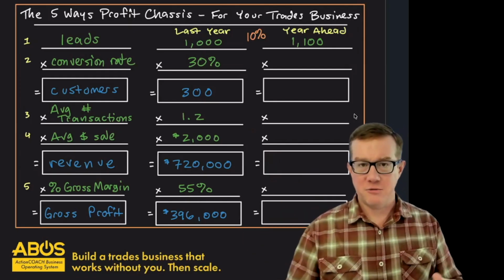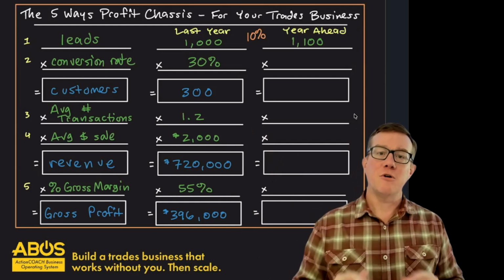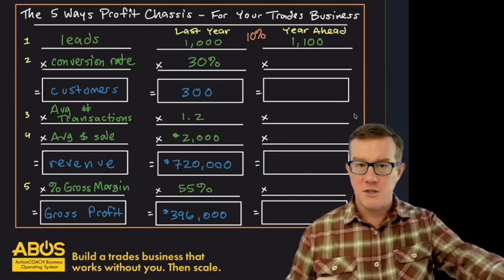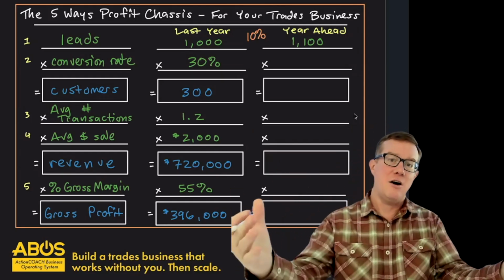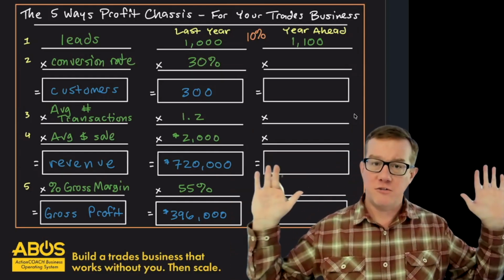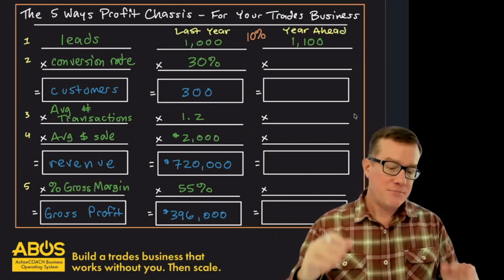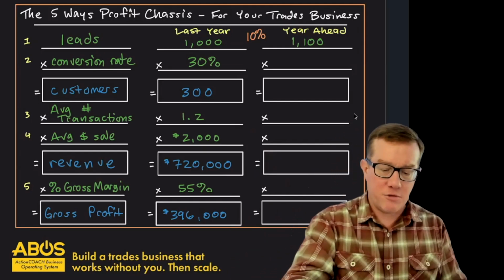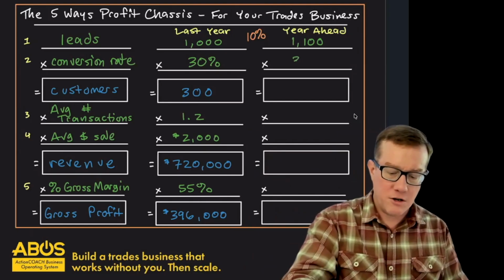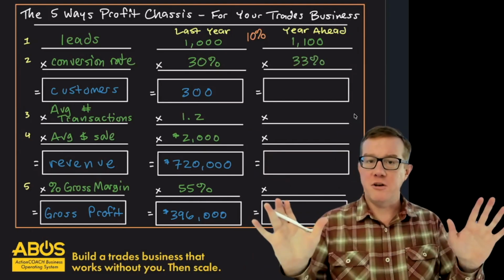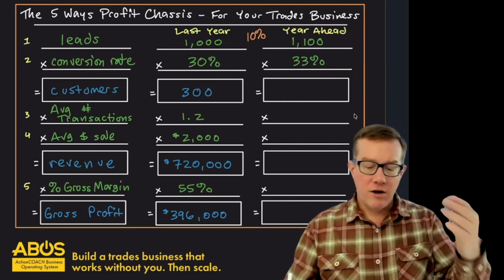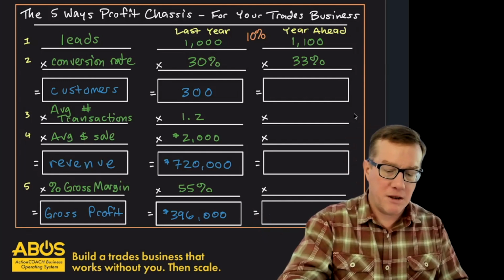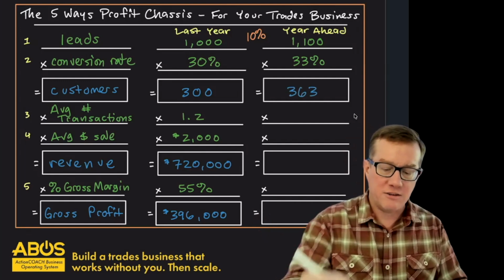Our sales process, we're going to focus on communicating more effectively with our customers, put together some printed material that we can hand them, which helps us stand out against other tree folks that they may be talking to about their project. A 10% increase in conversion rate takes this from 30% to 33%. So 1,100 by 33% means that the new customer base year over year is 363 customers.